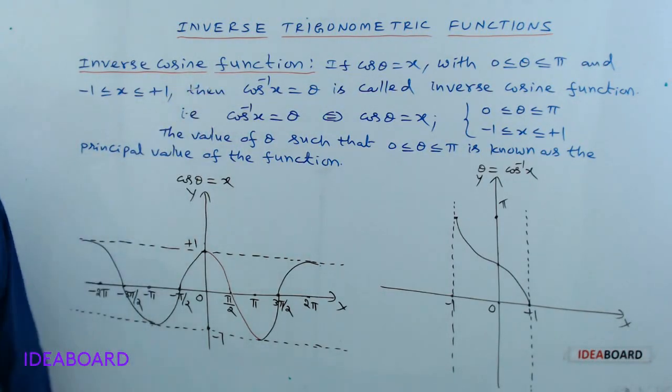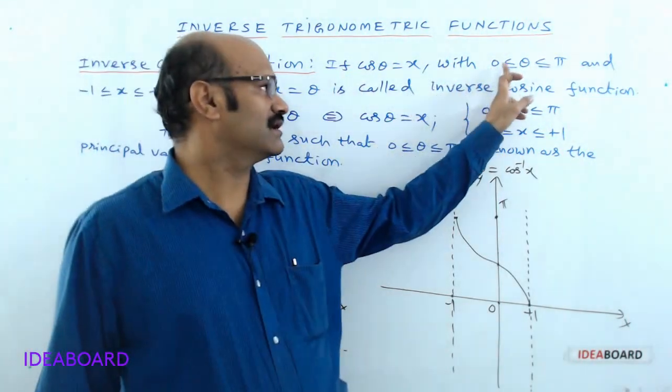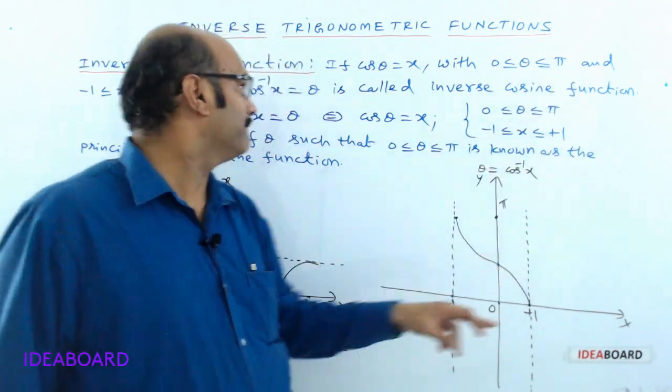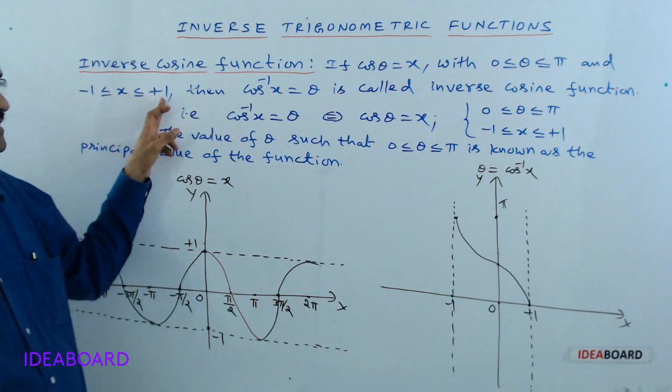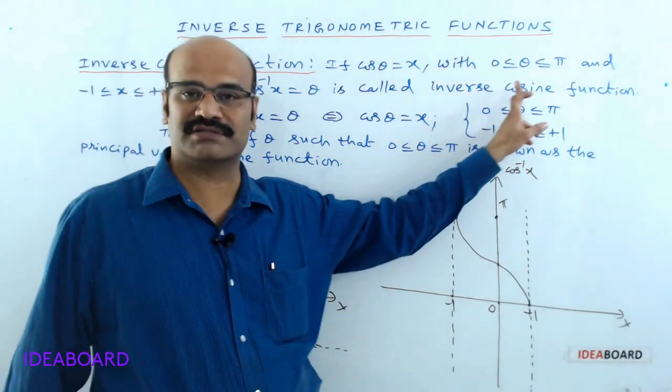Inverse cosine function. If cos theta equals x with 0 less than or equal to theta less than or equal to pi and minus 1 less than or equal to x less than or equal to plus 1, then cos inverse x equals theta is called inverse cosine function.